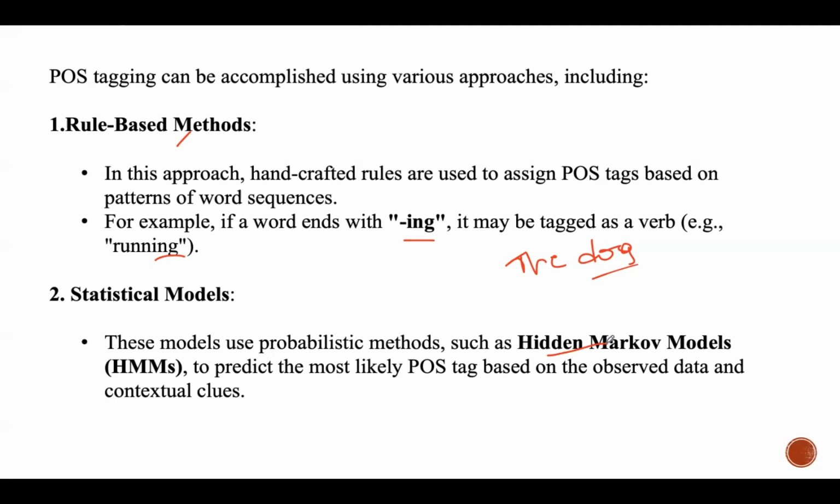Similarly, we have another method called CRF, which is conditional random field. So this is again a more advanced statistical model that takes into account the entire sequence of words to predict the POS tag for each word in the sequence.